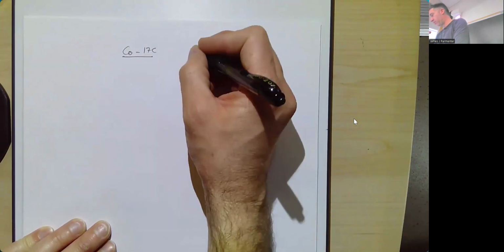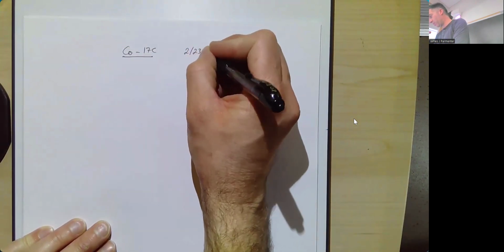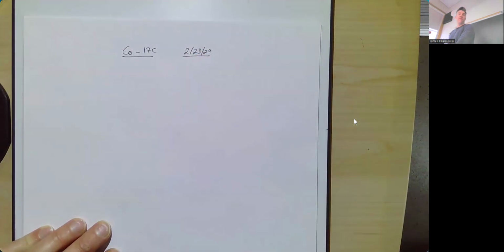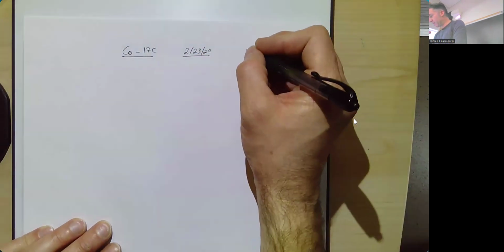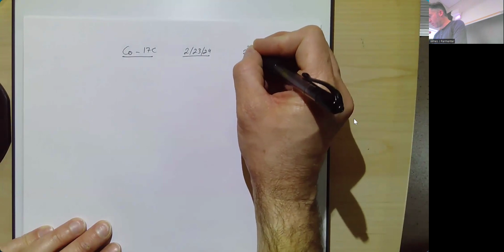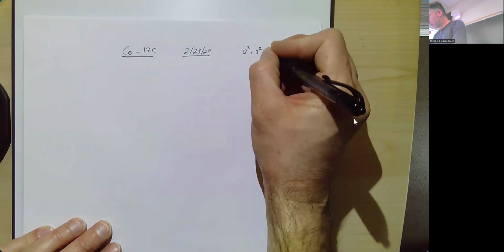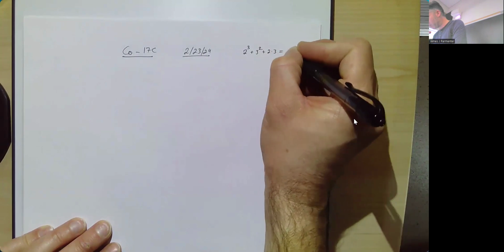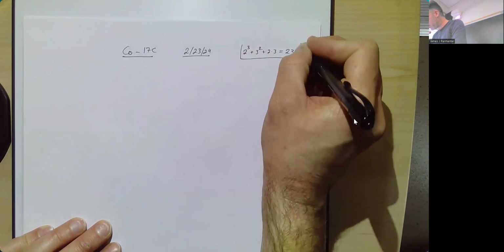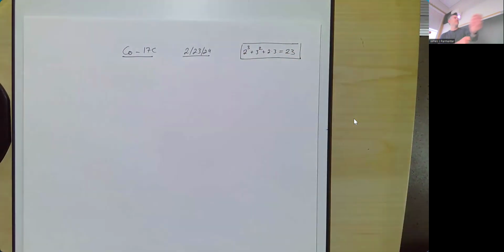Today is February 23rd. You know what's great about the number 23? One of my favorite math facts is that 2 to the third plus 3 to the second plus 2 times 3 equals 23. Just kind of love that one. Not important at all, but just neat.